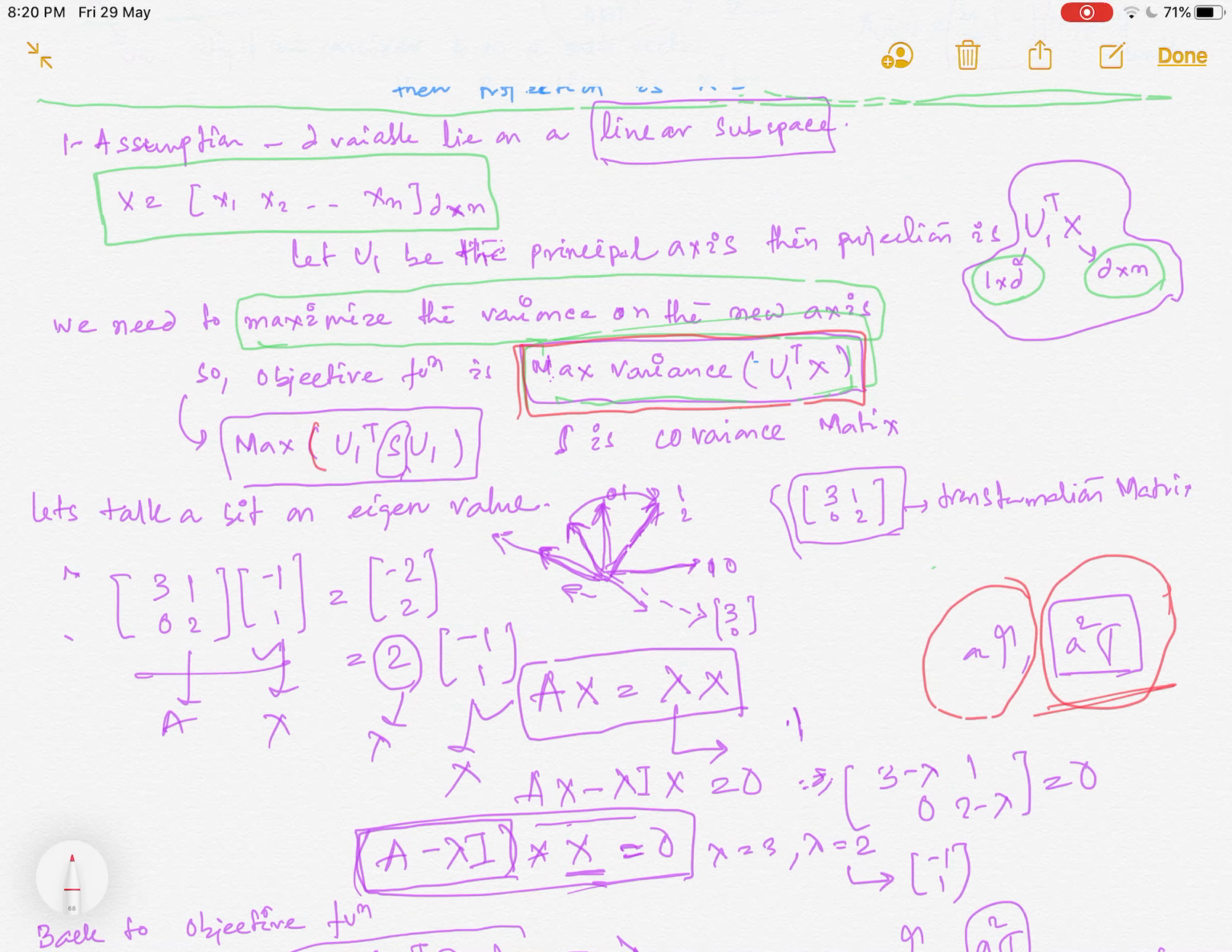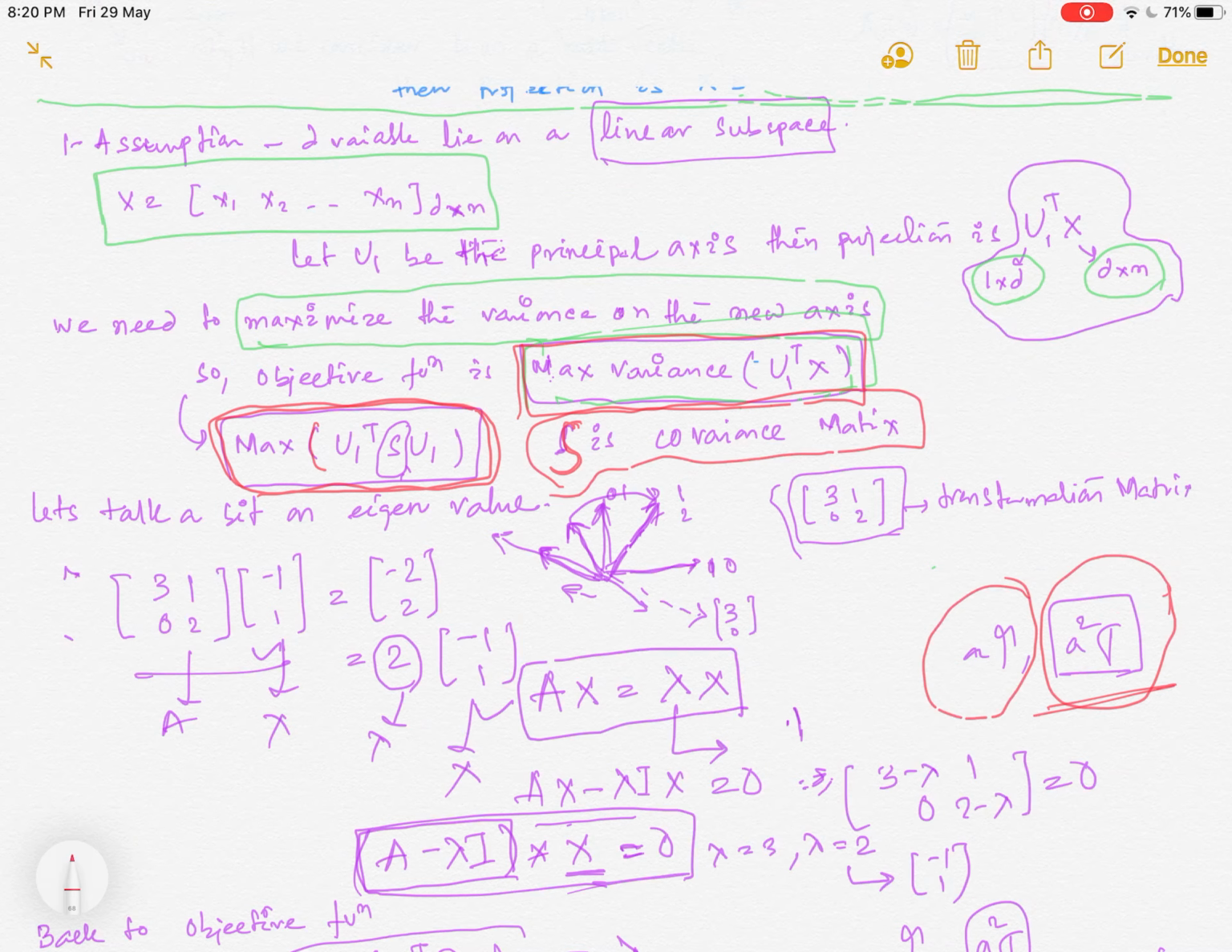What we are saying is that once we have projected all the points onto the principal component, or the newly created axis, we need to maximize the variation of that particular transformation, that is, moving point x onto the particular axis. The important term over here is S. S is the covariance matrix, and this will give us the eigenvalue and the eigenvector.